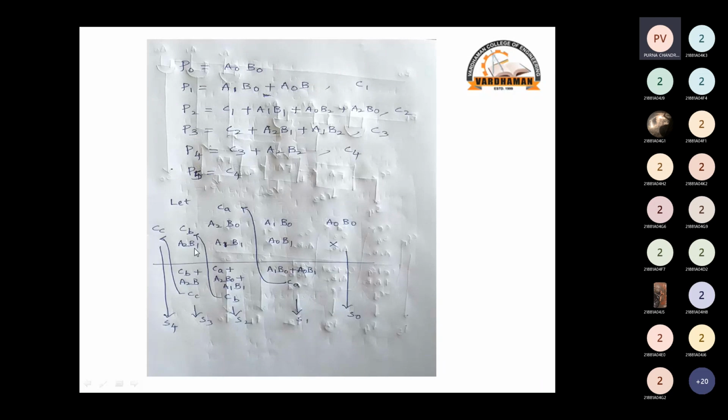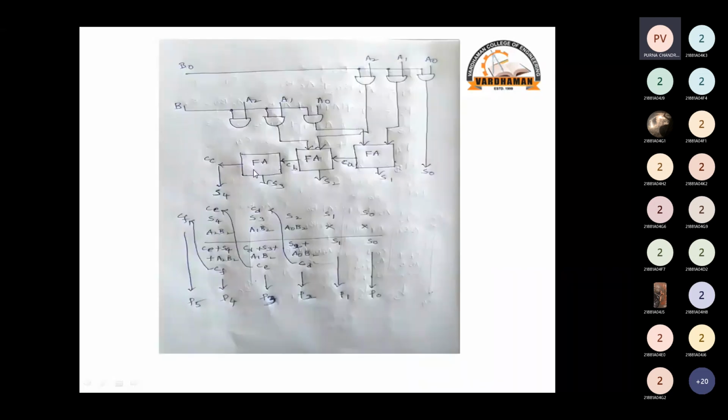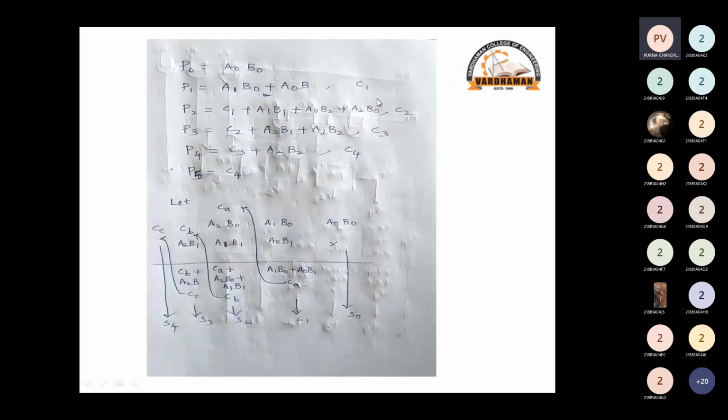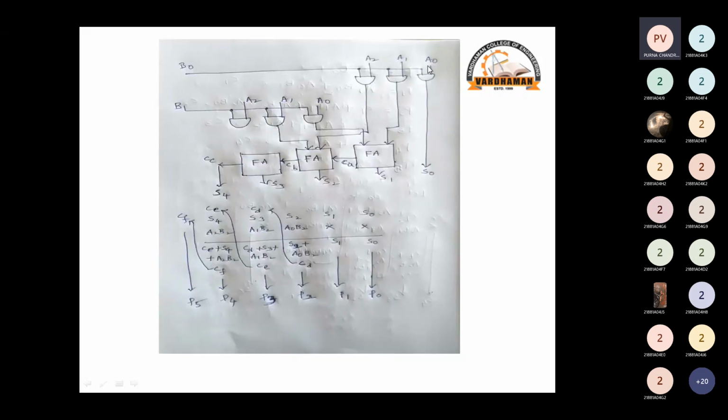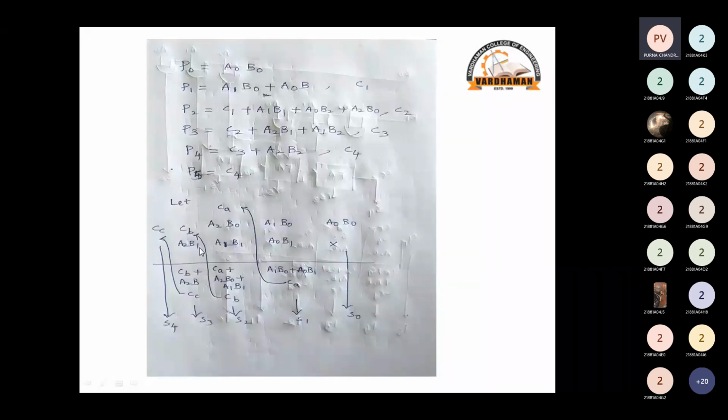Now we will see how to implement this. First draw a line, that is B0. What is the result here? A0 B0. Here it is A1 B0, and here it is A2 B0. So this level: A0 B0, A1 B0, A2 B0. Second level: A2 B1, A1 B1, A0 B1.